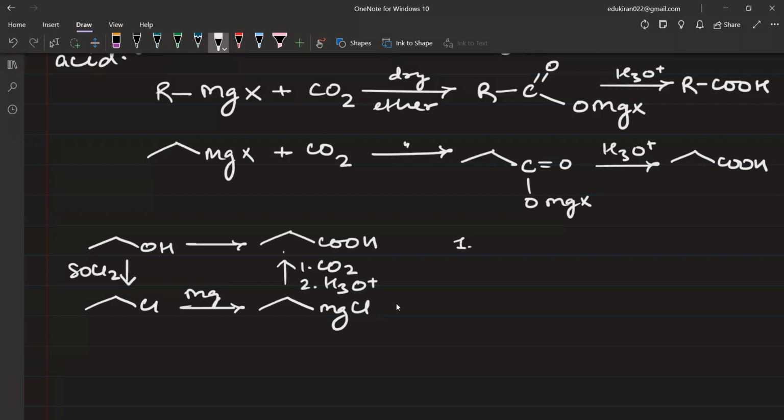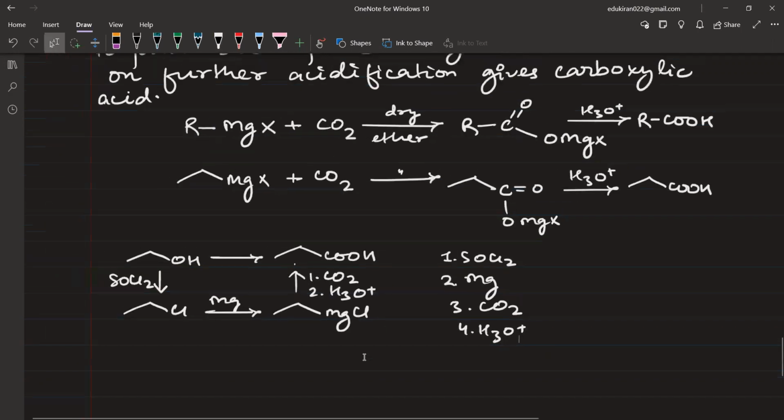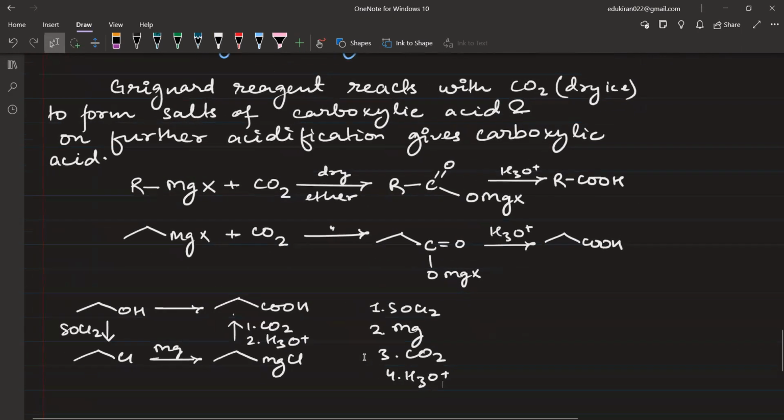ठीक है, first reaction यहाँ पे SOCl2 के साथ, that is going to give you alkyl halide. Second reaction is with Mg to give you Grignard reagent. Third reaction is with CO2 to give you the salt of carboxylic acid. Fourth reaction is with H3O plus to convert that to carboxylic acid. Okay, so write this down. Now, both of the reactions with nitriles and with Grignard reagent are important for the conversions. Sir, could you scroll down? Scroll down. Okay.